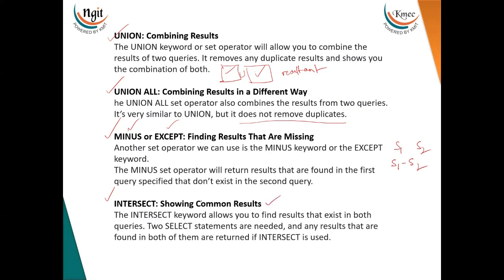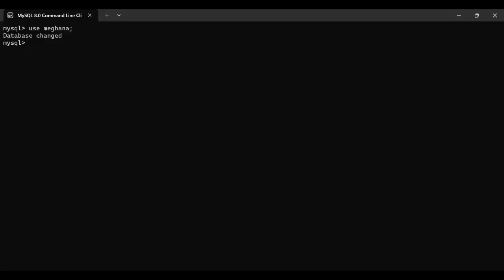Intersect: as said before, it shows common results. Whichever tuples are common in both the tables, only those common tuples are retrieved as output when the intersect operator is performed.